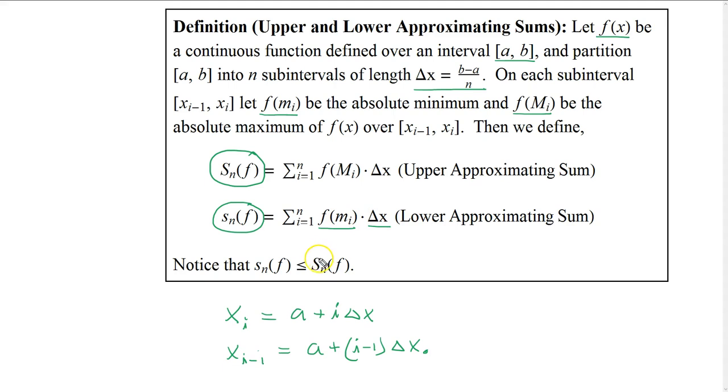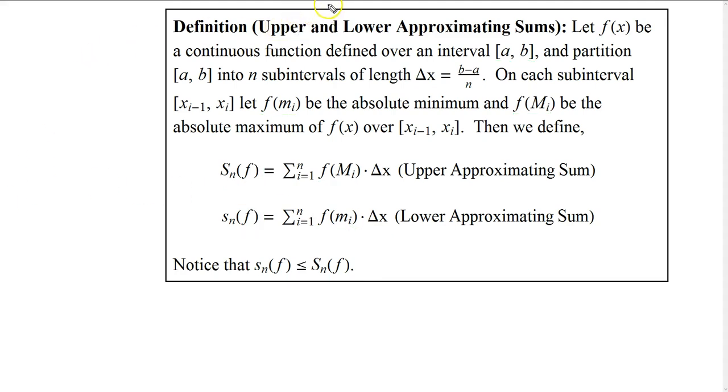And also notice we have this relationship. The lower approximating sum is always going to be less than or equal to the upper approximating sum, naturally, because for the upper approximating sum you're using maximum values for the function, and for the lower approximating sum you're using the minimum values for the function. So that's our definition for upper and lower approximating sums.